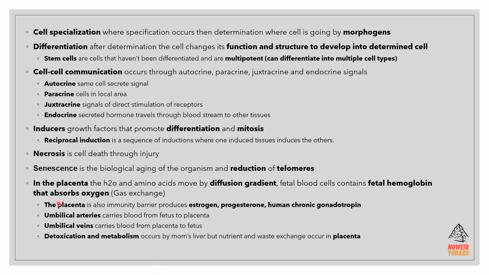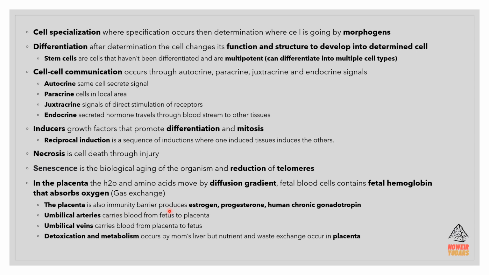So let's go back to the placenta. In the placenta, water and amino acids move by diffusion gradient. So remember that the way the placenta moves things to the embryo and through the mom is diffusion gradient. Fetal blood cells contain fetal hemoglobin that absorbs the oxygen and allows for gas exchange. The placenta is also an immunity barrier.